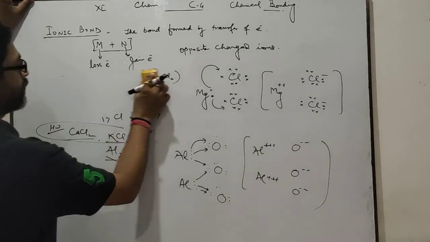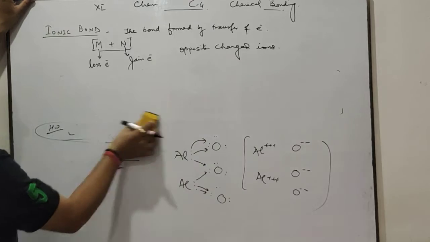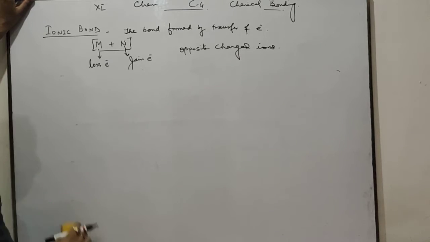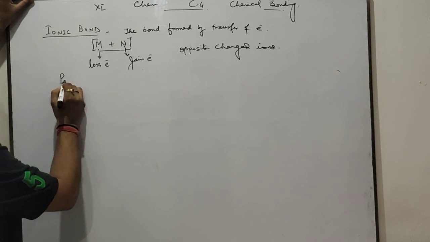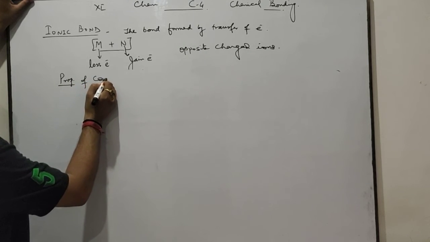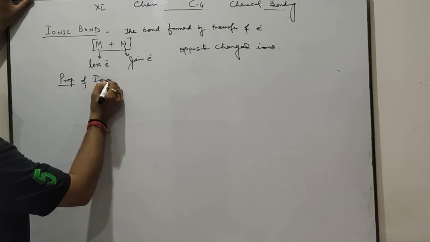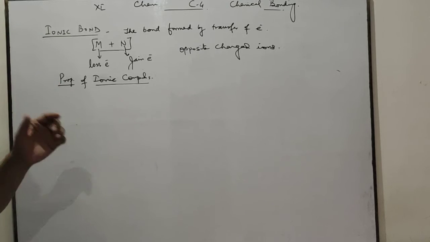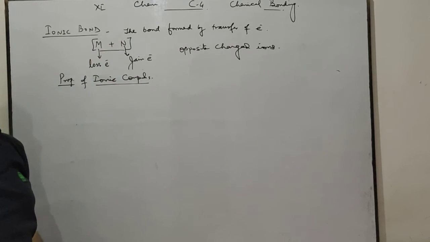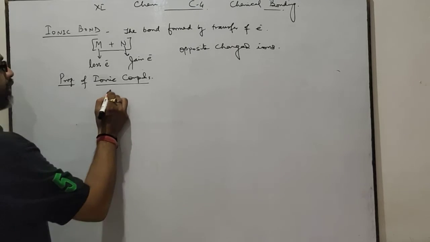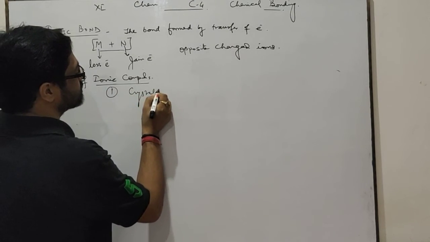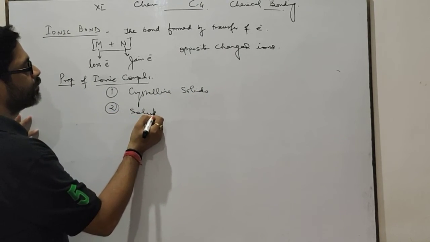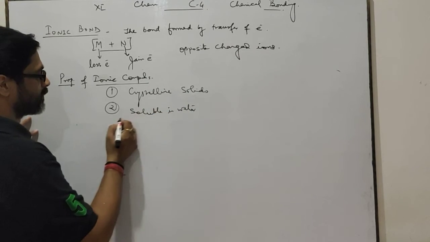This is about the ionic bond and some examples. Now I am going to discuss the properties of ionic compounds. Those compounds which have ionic bonds are called ionic compounds. What are ionic compounds, or electrolyte compounds? Those compounds which have ionic bonds are called ionic compounds. Ionic compounds are generally crystalline solids. They are soluble in water, completely soluble in water.